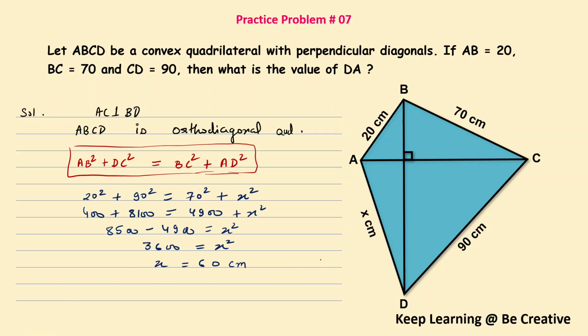The important property I hope you have understood, which we have to remember for an orthodiagonal quadrilateral, is that the sum of the squares of opposite sides is equal to the sum of the squares of the remaining two opposite sides. I hope you have understood the concept.